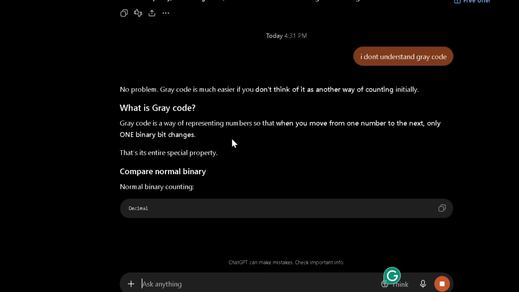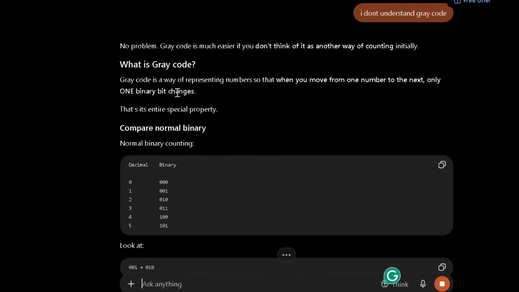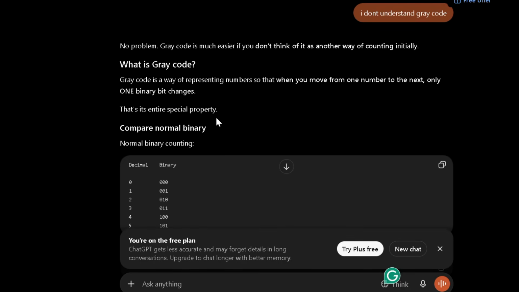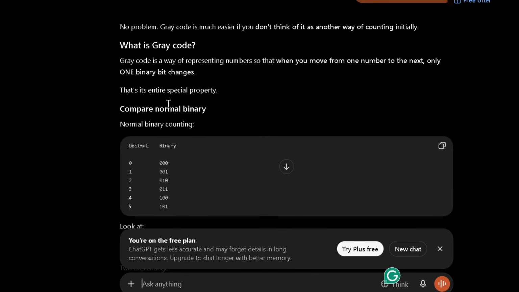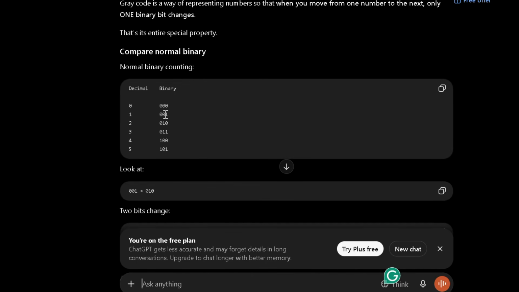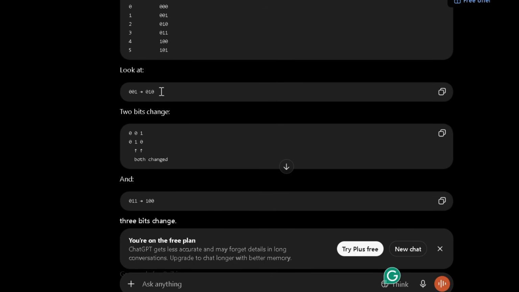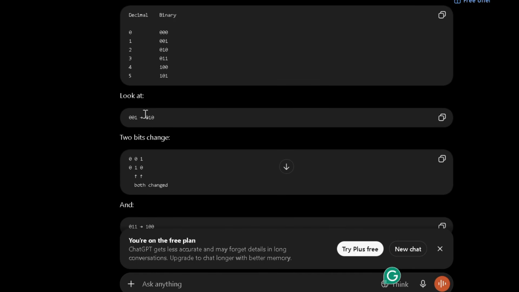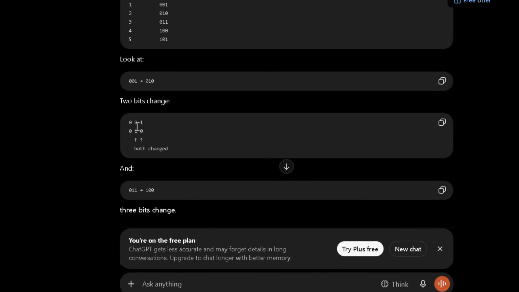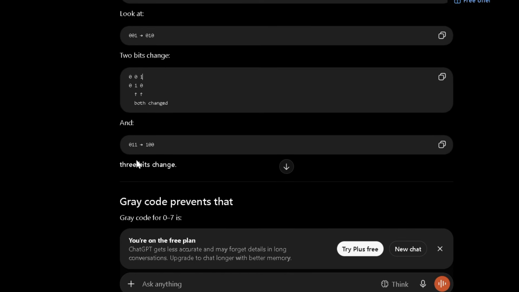Gray code is a way of representing numbers so that when you move from one number to the next, only one bit changes. Compare with normal binary. Look at 001 to 010. Two bits change, both changed: 0 is converted to 1, 1 is converted to 0. And 3 bits change in other cases.